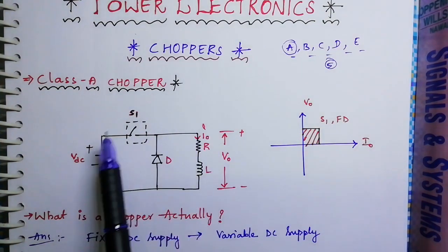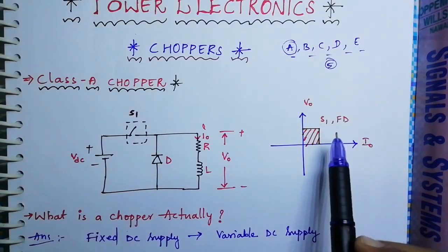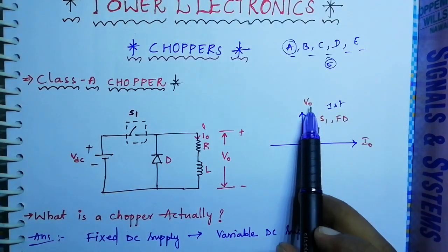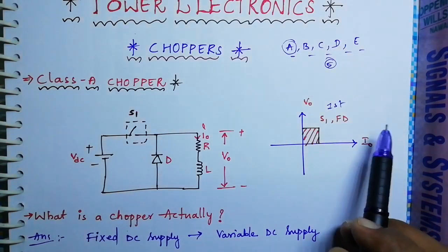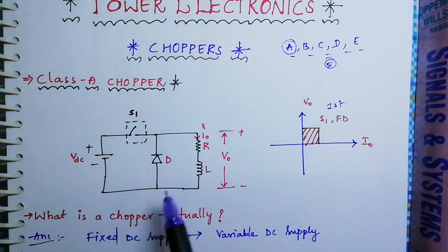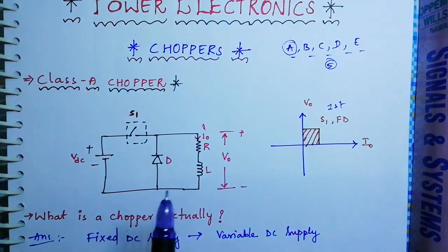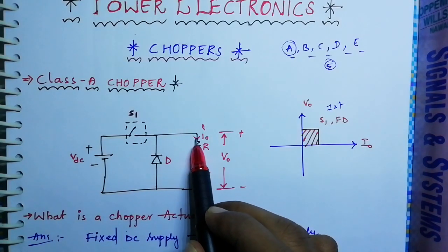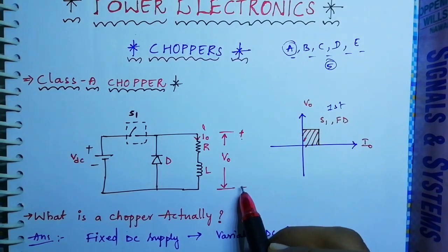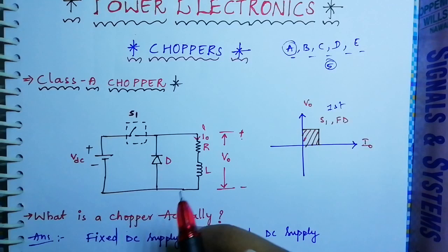So this is a circuit arrangement for the class A chopper. Class A chopper means it is the first chopper and it will operate only in the first quadrant, where the output voltage and the output current are positive. Before going to the operation of this particular class A chopper, first let us make some assumptions. My load current I0 is flowing in this direction and the output voltage polarity is plus here and minus here. So I am assuming these as the reference polarities before going to the operations.